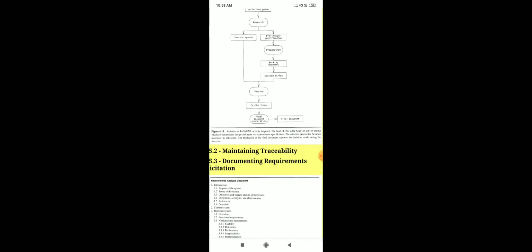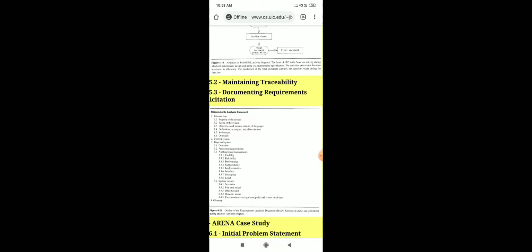And the next is maintaining traceability. It means how to maintain traceability, which can be done using documenting requirements elicitation. Results of the requirement elicitation and analysis activities are documented in the requirement analysis document, RAD. This is the RAD document. The RAD document contains this much of specification. Introduction is there and there are subdivisions. Then current system, proposed system, system models, glossary.